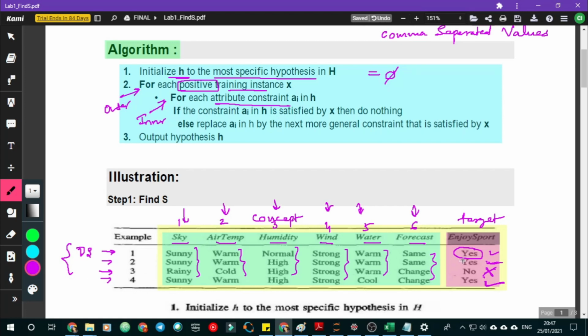If the data sample is positive, then we go through that particular data sample's attribute values: the first one, the second one, third one, fourth one, fifth one, sixth one. This is what the algorithm is.